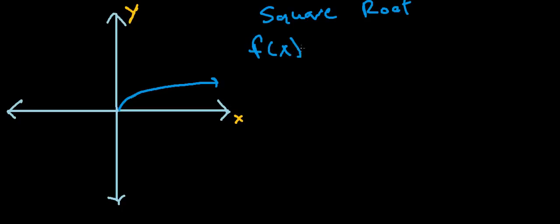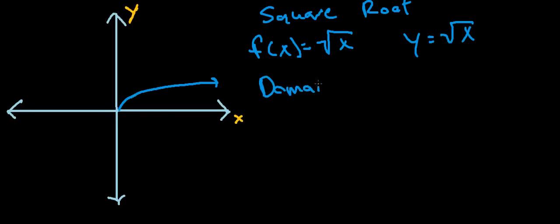Next we'll do the square root. So it looks like this. F of x is equal to the square root of x, or y is equal to the square root of x.